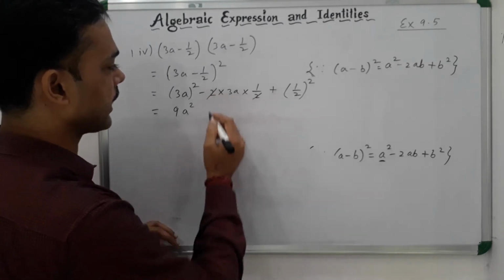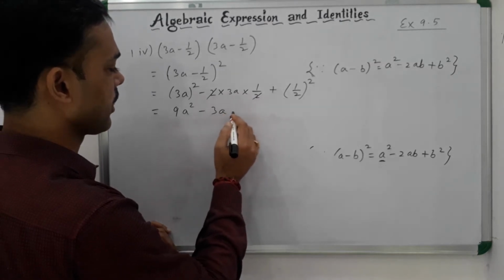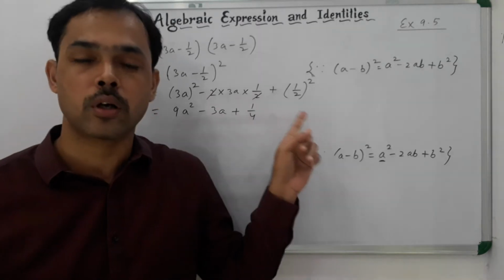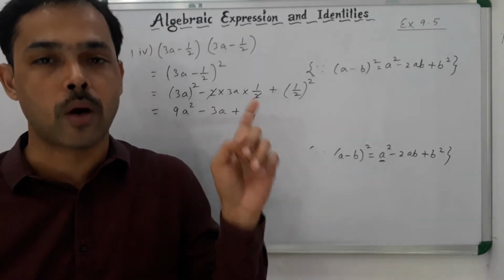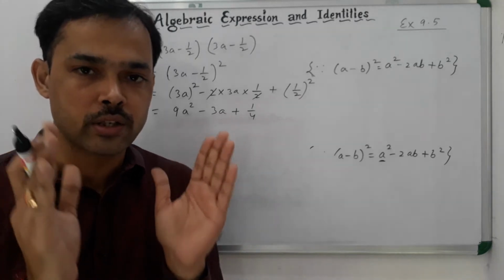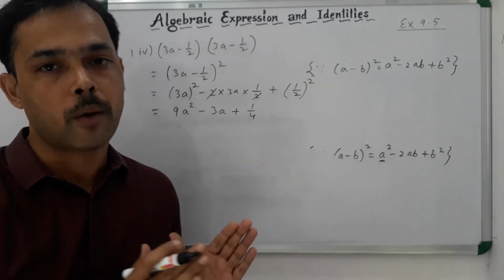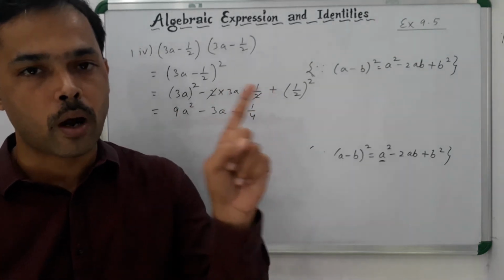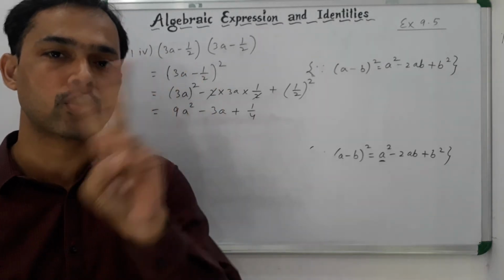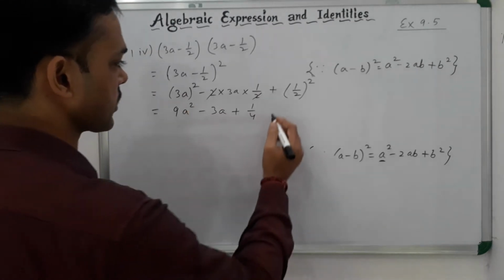Here you are finding that this 2 is getting cancelled. So 3a into 1 is 3a, plus 1 by 4. Why 1 by 4? Because 1 by 2 whole square means it is 1 by 2 into 1 by 2. You know that whenever two fractions get multiplied, it is numerator into numerator upon denominator into denominator. So 1 into 1 will be 1, which I have written over here, and 2 into 2 will be 4, which I have written over here. And this is your answer.